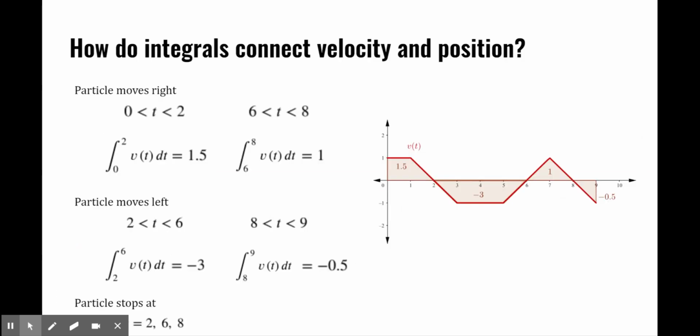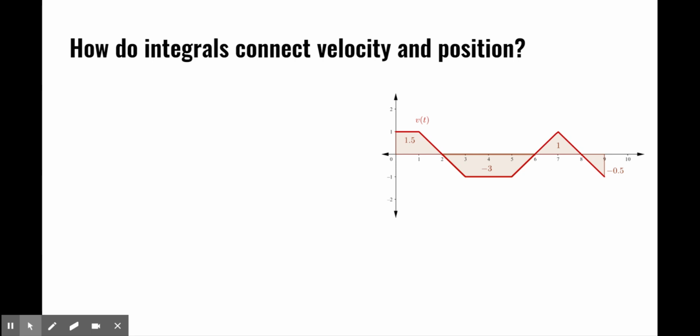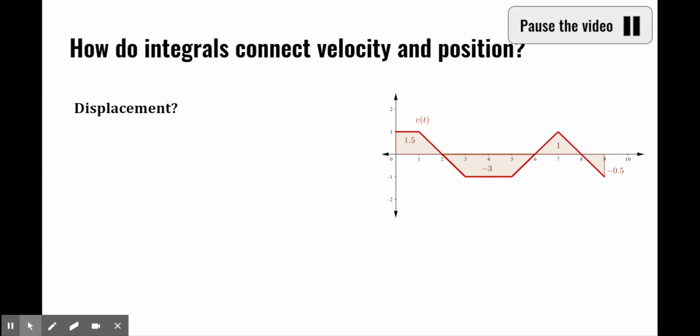Let's now return to our previous example with the lens of displacement and distance. The graph of the particle's velocity appears on this slide, and this time the integral values are shown on the graph. What is the displacement of the particle between 0 and 9 seconds? Pause the video to answer this.